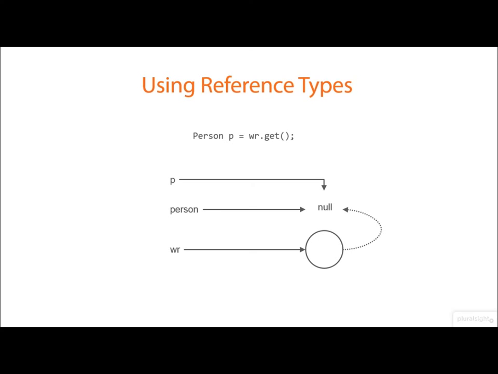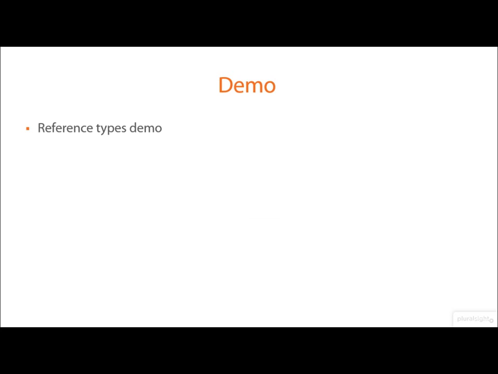So p is now referencing null, person's referencing null. There's no strongly referenced object in memory for us to reference anymore. So let's write some code to see that.